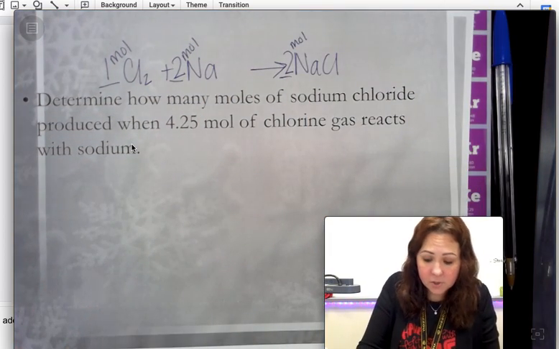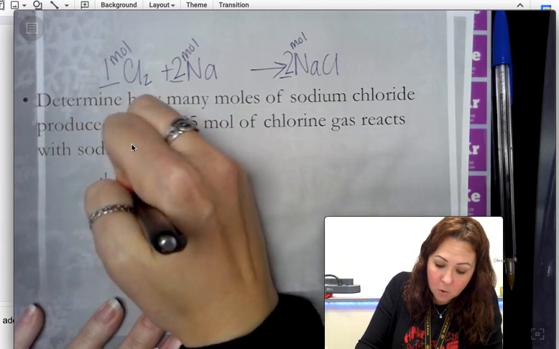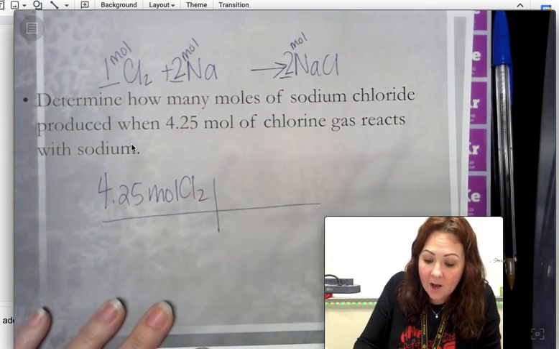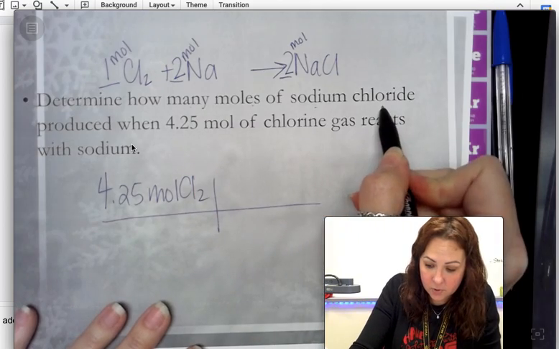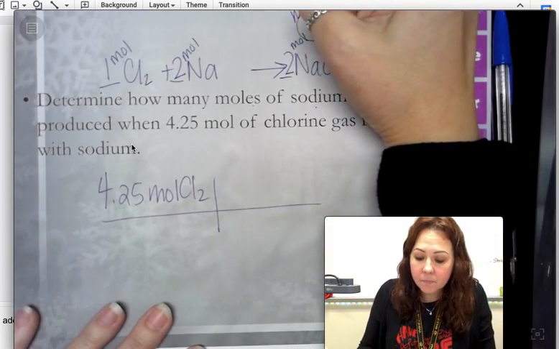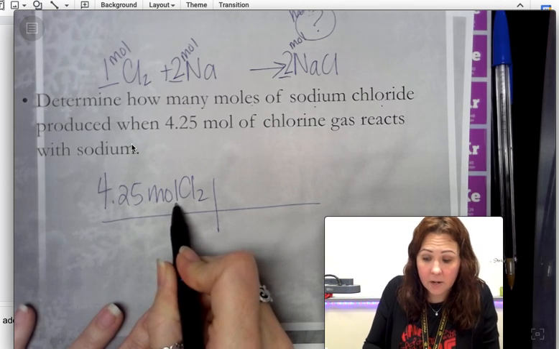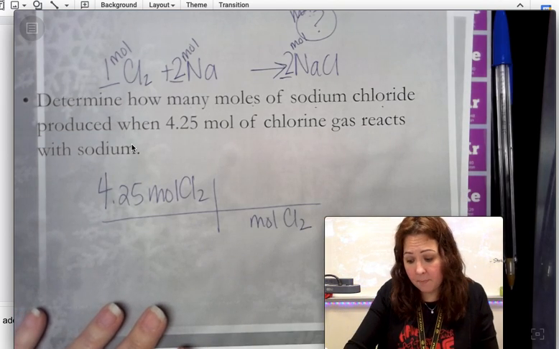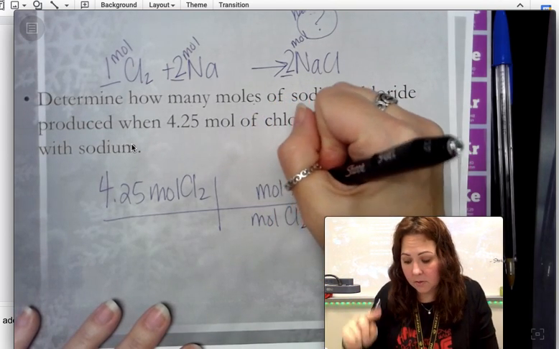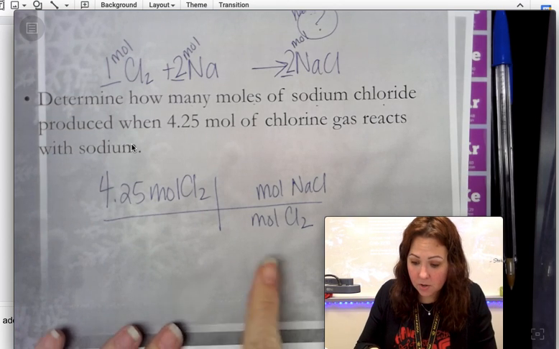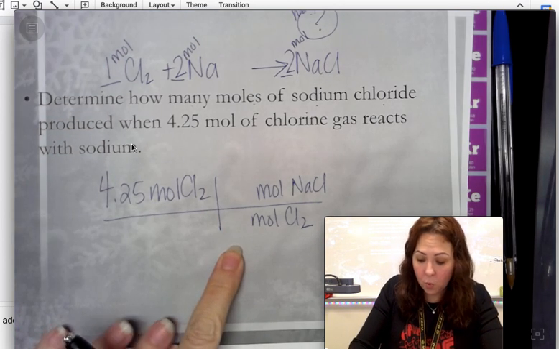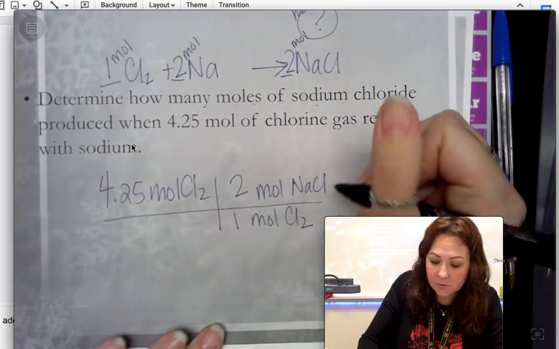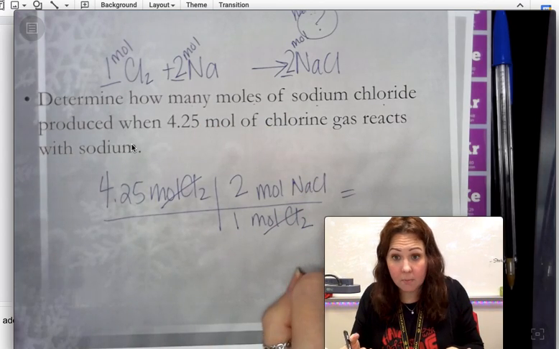Start with the number that's given in the question, 4.25 moles of chlorine. I want to know how many moles of sodium chloride. So there's my question mark right there for moles. To get rid of moles of chlorine, it has to go on the bottom. What I'm trying to go to goes on top, so moles of NaCl goes on top. As far as the numbers go, the numbers come from the balanced reaction. For every 1 mole of chlorine, I have 2 moles of sodium chloride. I got rid of moles of chlorine, left me with moles of sodium chloride, so I'm good to go there.